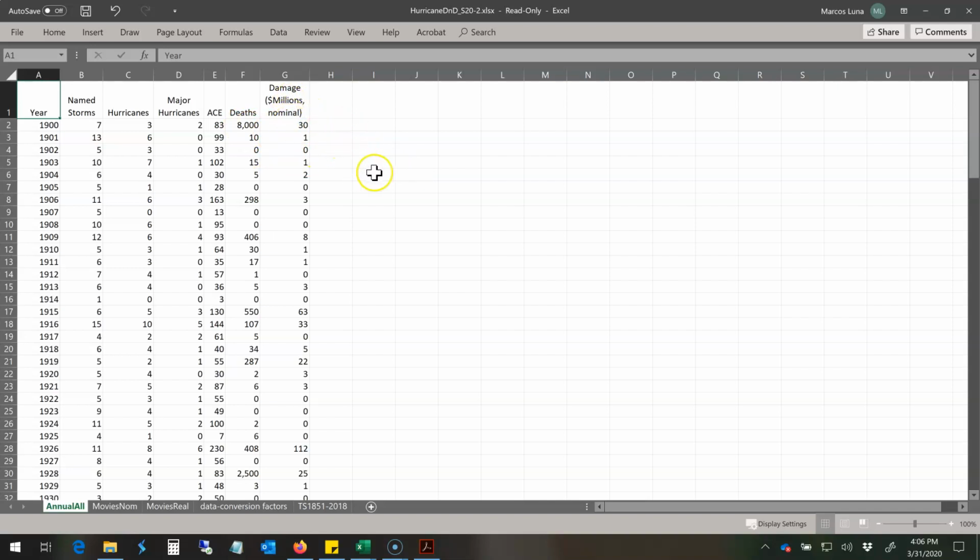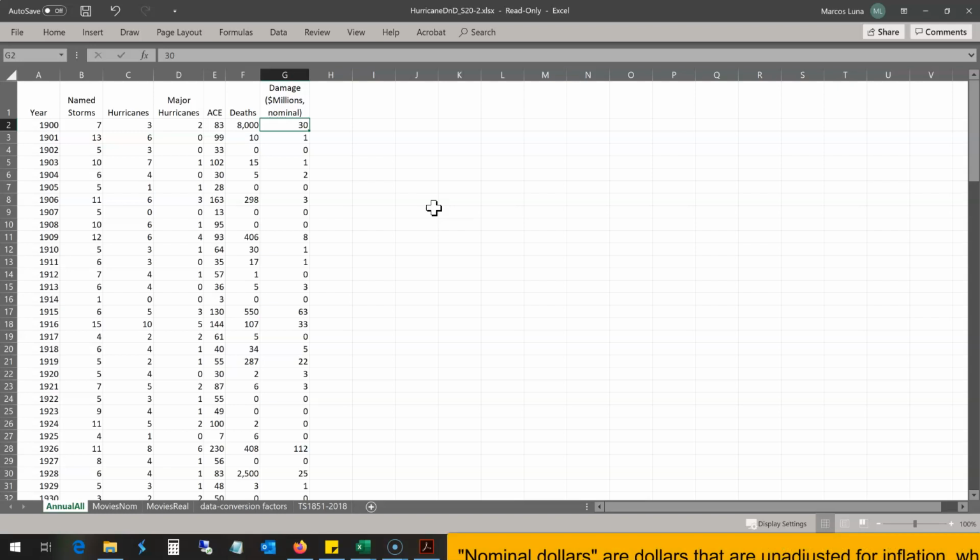And what's important to understand here is that that means that when you look at the number, for example, for 1900, it wasn't that there was $30 in damages, rather it was $30 million in damages, nominally. So what that means is that when you look at these numbers, you need to multiply them by 1,000,000 to get the real number for that time period. But the second thing that's important to recognize is the word nominal. So in this case, nominal means the price tag at the time. This is what people were charging then.